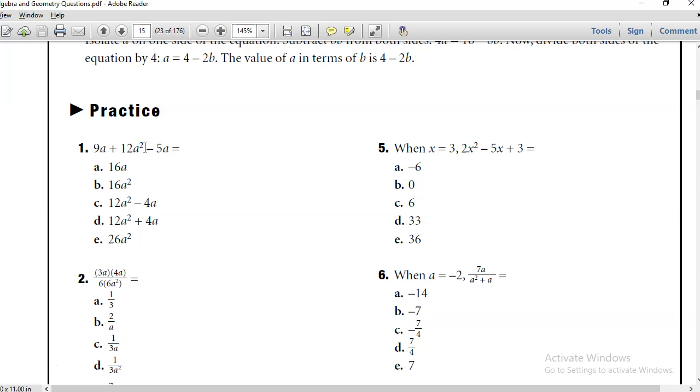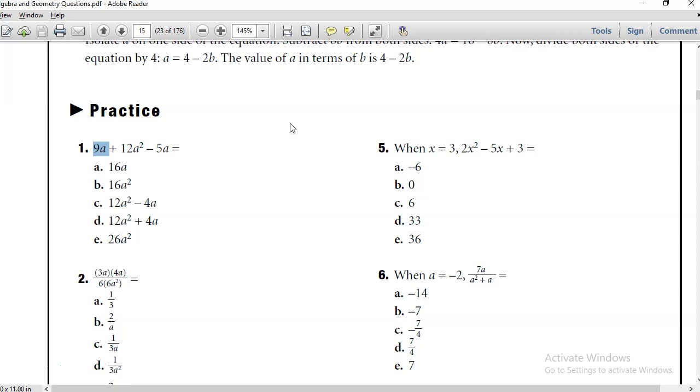What you can see here is 9a and 12a square, both are unlike terms. That means we can't do anything for those two terms. But what about this minus 5a? If we talk about minus 5a and 9a, definitely both are like terms. That means we can apply the basic mathematical operation here, and after that we can simply put.